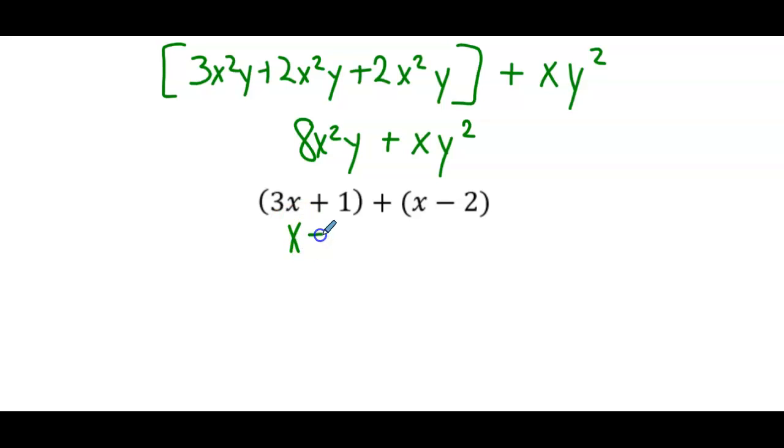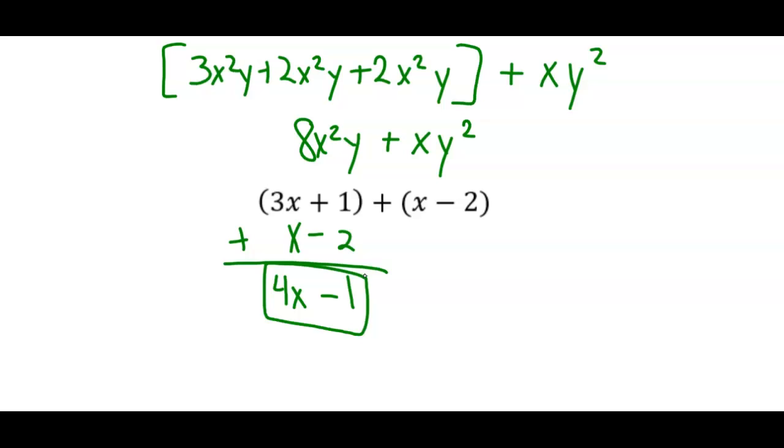So I've got x minus 2. My x's go together because they're both x's. My constants go together because they're both constants. And now I add. 3x plus 1x is 4x. 1 plus negative 2 is negative 1. And so when I add these two together, this is my answer. When I add a binomial with a binomial, I'm going to get another binomial.